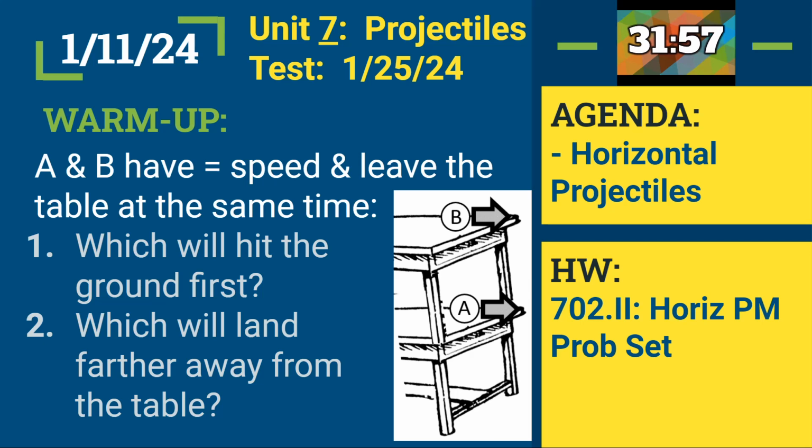The question today says that we have two balls or spheres, A and B, that are on top of a table, and it's a two-tiered table. So B is on the top of the entire thing, A is about halfway down on this table, and both of them are going to leave the table with equal amounts of speed. Of course, they're going horizontally, but equal horizontal speeds, and they're going to leave the table at the same time.